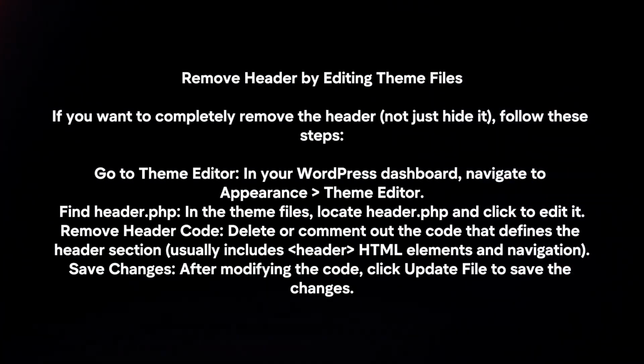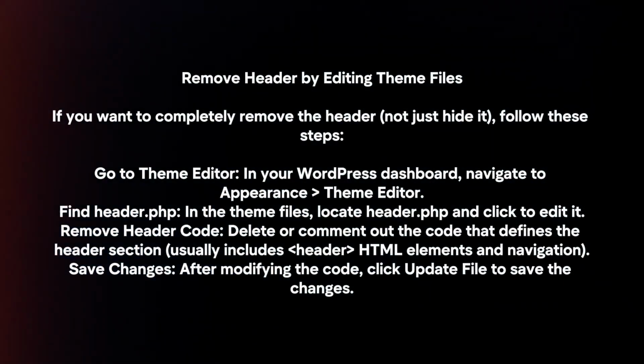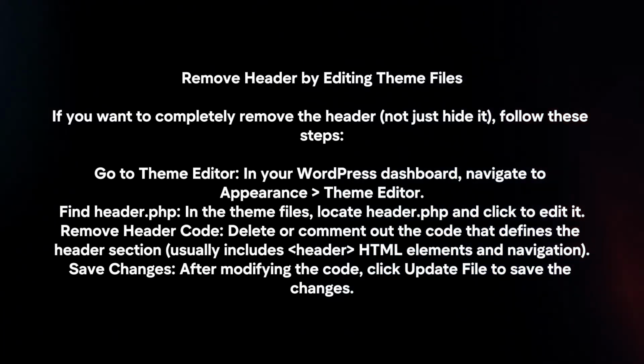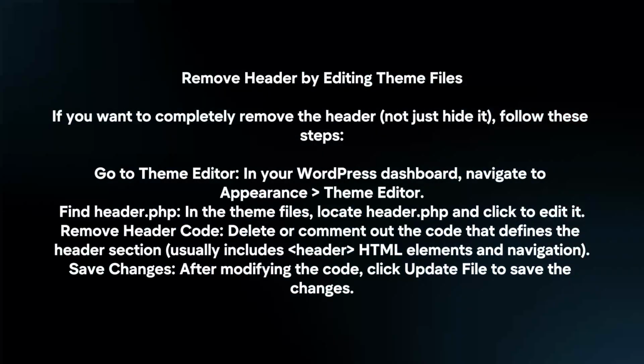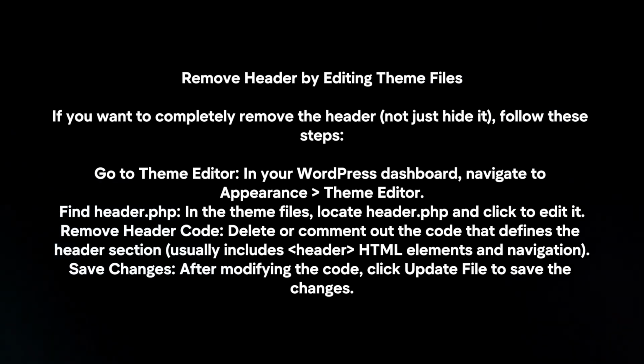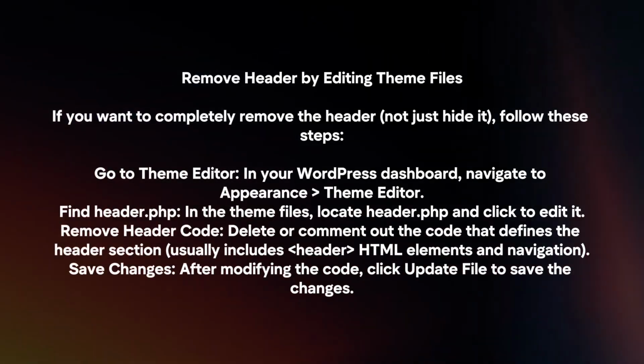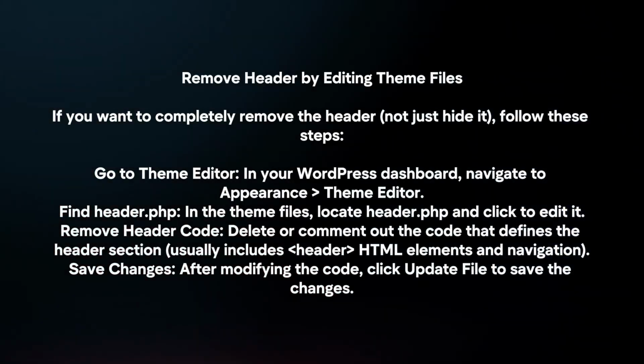Remove header by editing theme files. If you want to completely remove the header, follow these steps. Go to Theme Editor. In your WordPress dashboard, navigate to Appearance, Theme Editor. Find header.php. In the theme files, locate header.php and click to edit it.